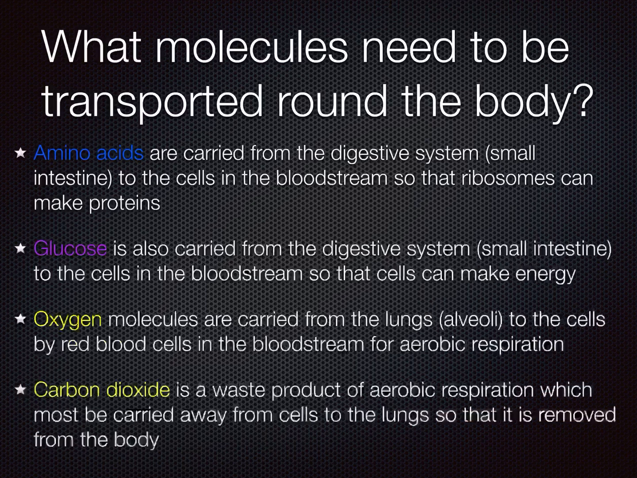However, carbon dioxide is a waste product of that aerobic respiration, so it must be carried away from the cells to the lungs so it's removed from the body. If it builds up in the body, it can cause serious harm. So there you go, 4 main molecules or chemicals which are transported in the blood.